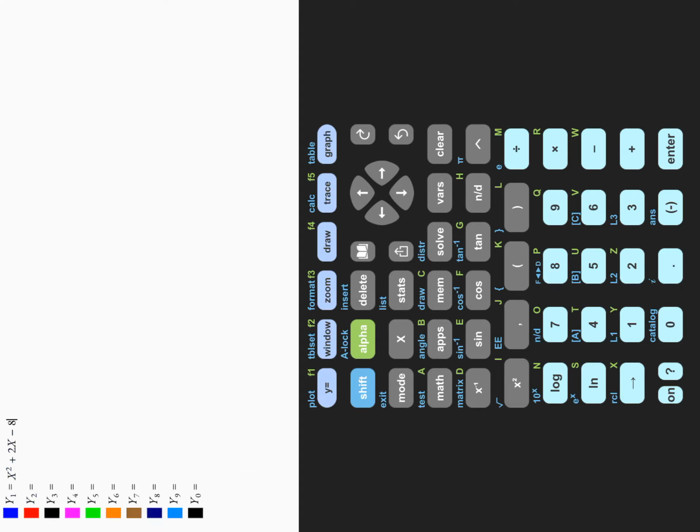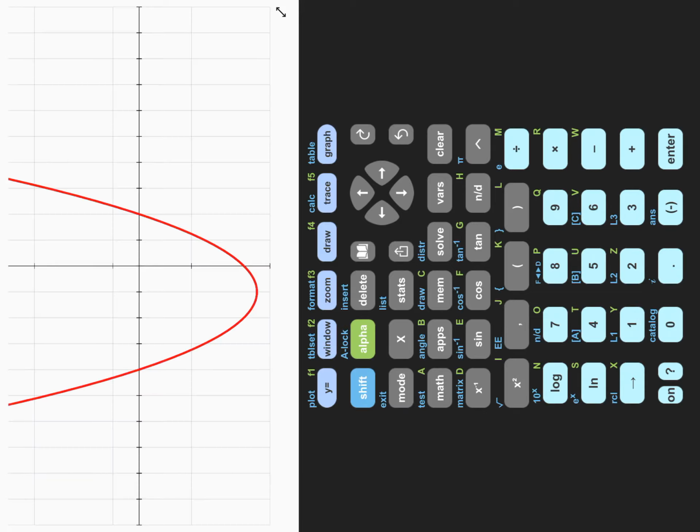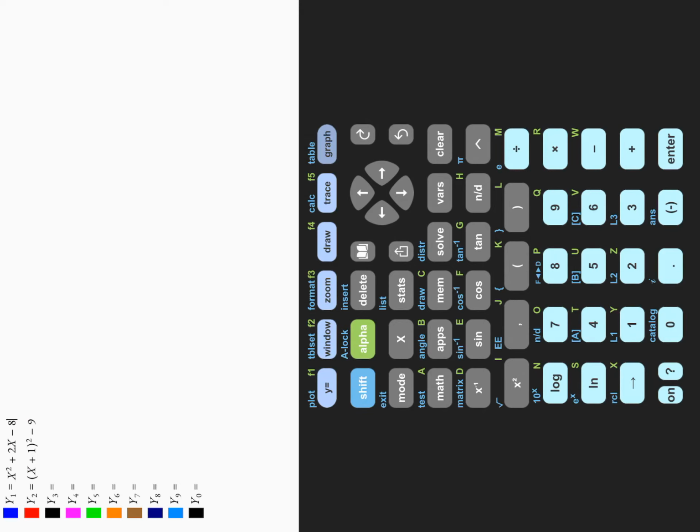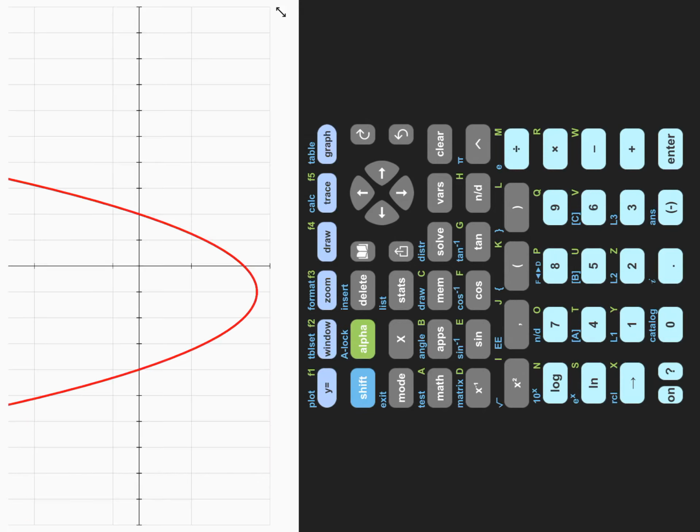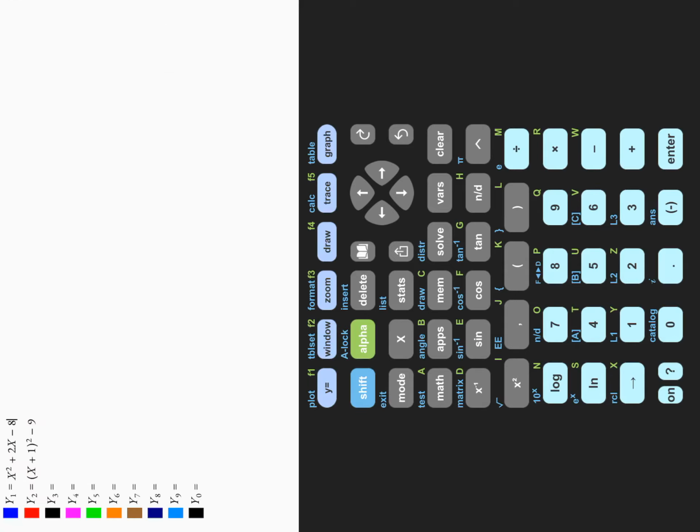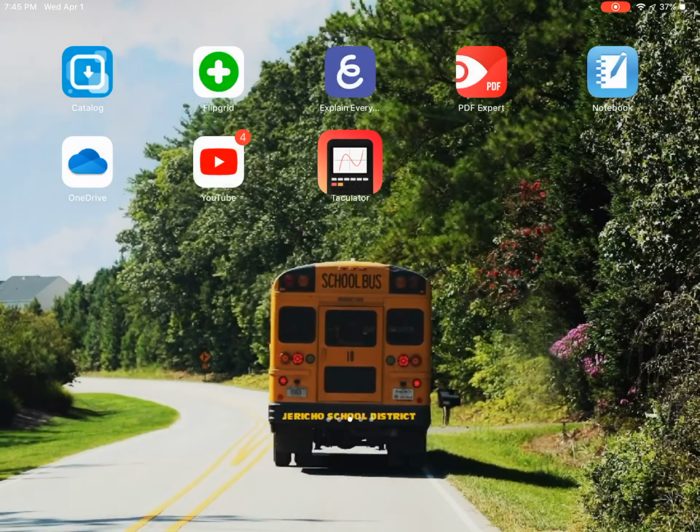Okay, so now what I want to do is I'm going to leave that one in there. That one's blue. And now I want to type in the other one that they're asking us. X plus 1 squared minus 9. Okay, and let's go to graph. Okay, so you can't really see the blue anymore, but the blue and the red are the same. So what we're seeing, since we don't see two parabolas, is that these two are exactly the same. They're just in different forms.